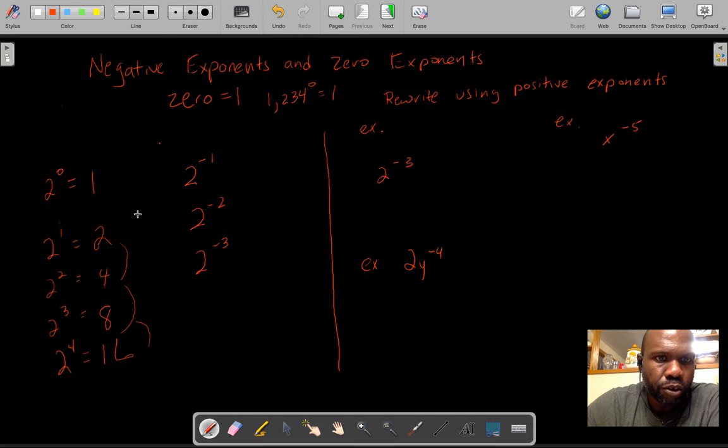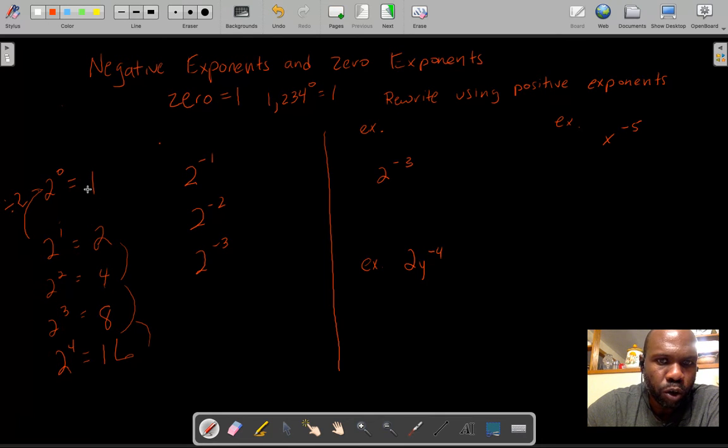As we can tell, we said we divide by 2 as we go up. I'm going to try to keep this as slow as I can. So we divide by 2, and we'll do the same thing.